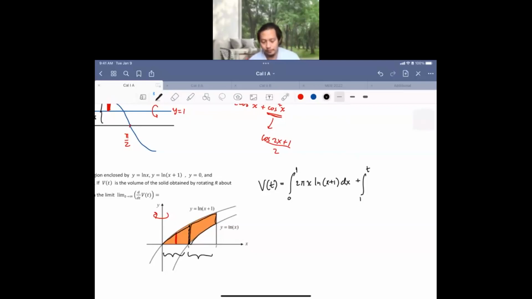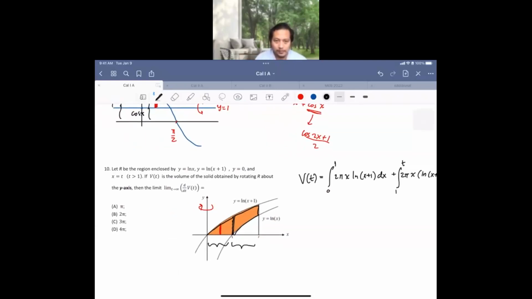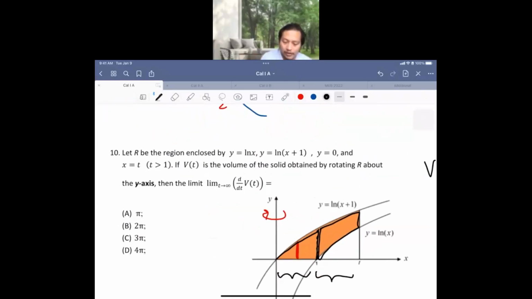Because we have some boundaries, we need to separate the area and volume. So 2 pi x times ln x plus 1 minus ln x, and then dx. And then what we have here is the equations. But the question itself is we are having the derivative of the function v as the limit approaching t going to infinity.